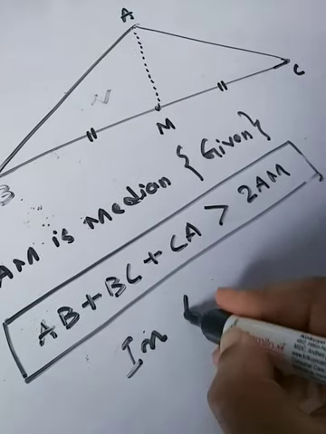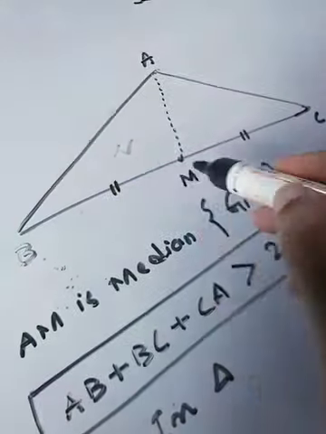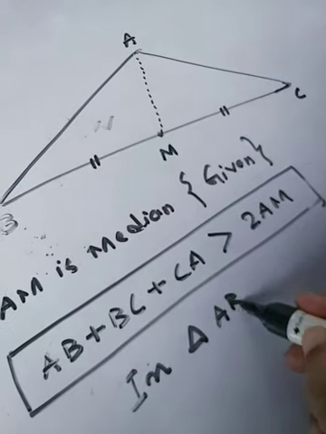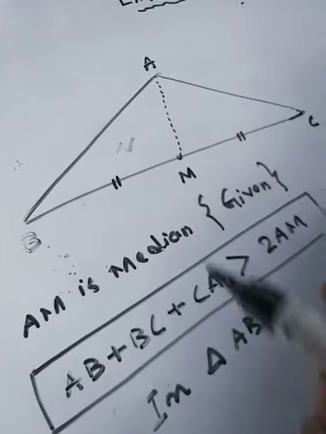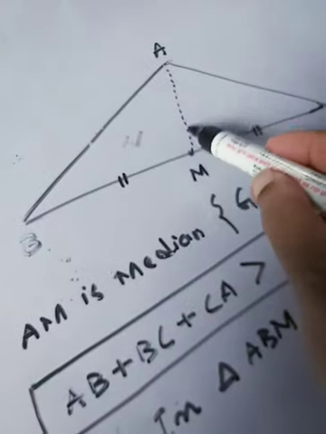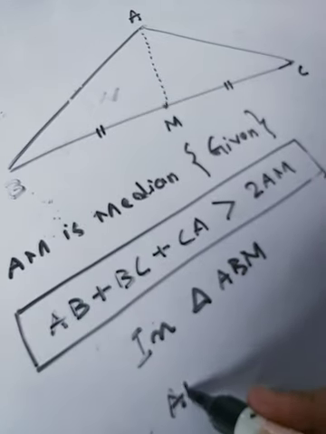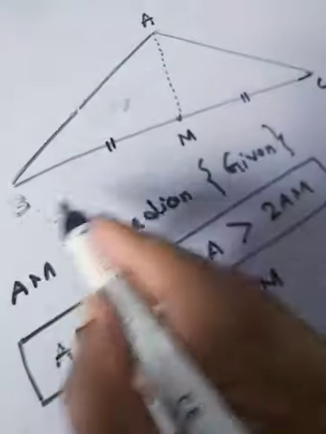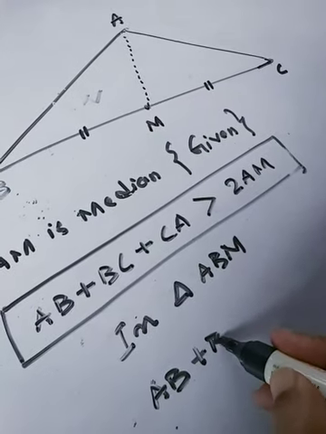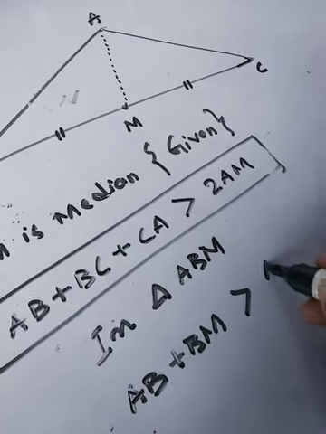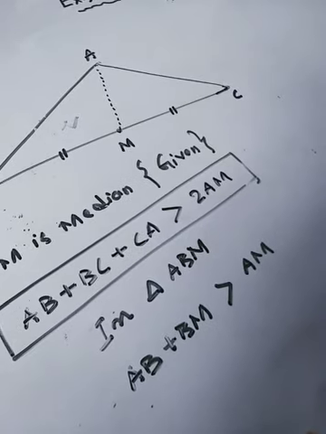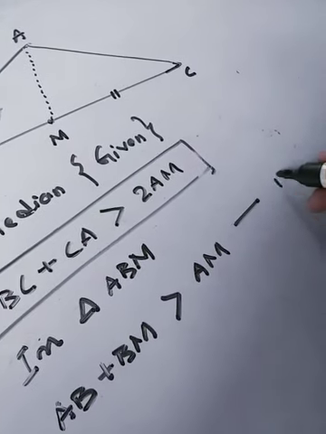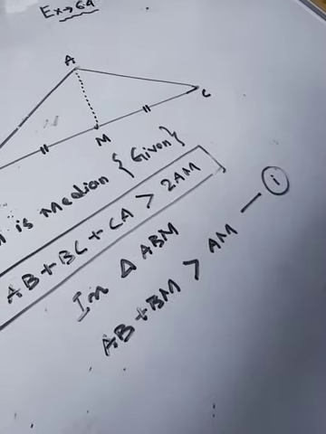In triangle ABM, the sum of these two sides will be greater than this side. We have learned this. That is, AB plus BM is greater than AM, isn't it? So this is the first expression we have got.